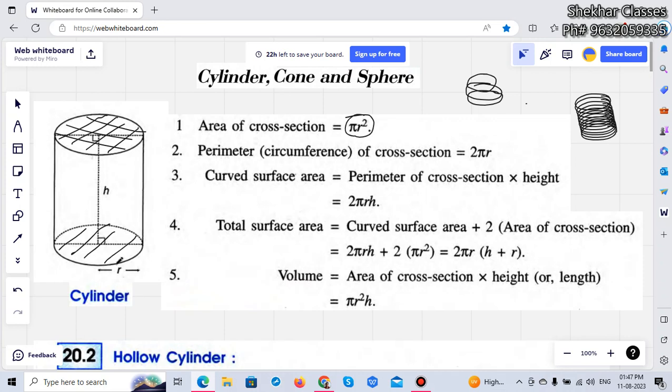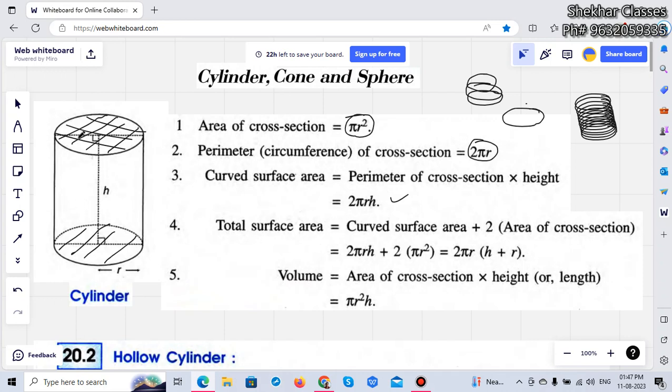Curved surface area is basically the length of one circle into height. So what is the length of one circle? Length means perimeter. So the perimeter of the one circle is 2 pi r. Remember, we drew the base. The one perimeter is how much? Perimeter is 2 pi r. If you multiply that with height, it will give you the curved surface area, the entire curved part. So remember, perimeter of the cross section into height will give you the curved surface area, where the circumference or the perimeter is 2 pi r. So 2 pi r into height h.